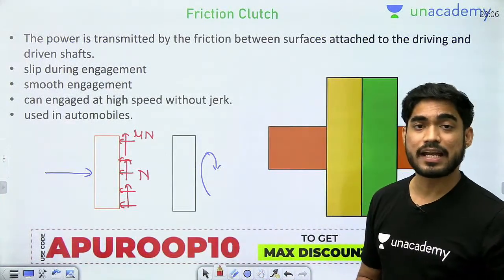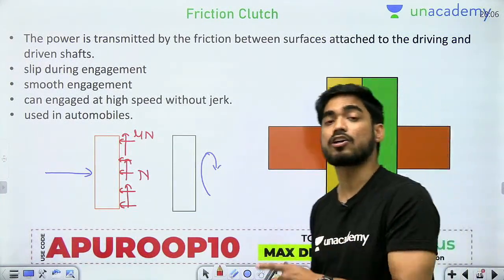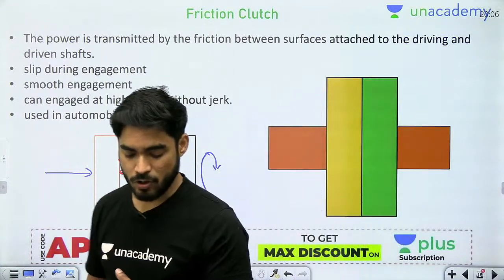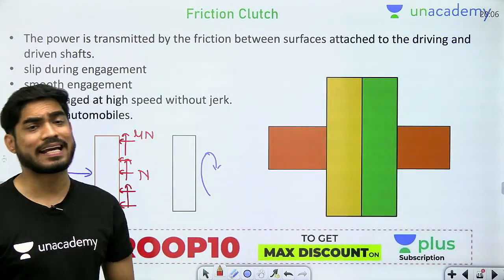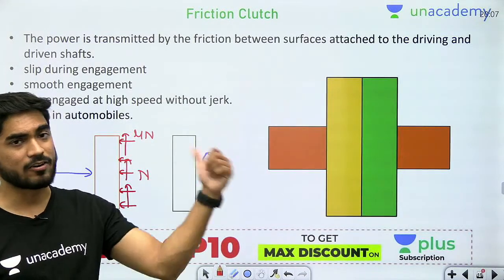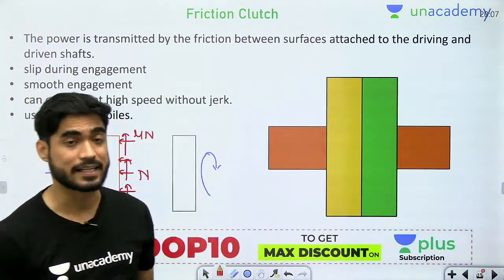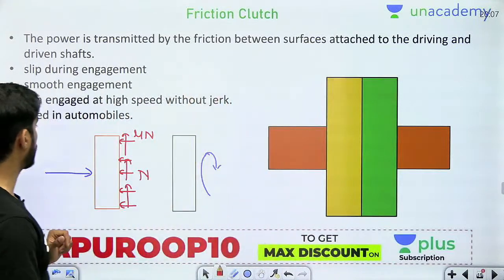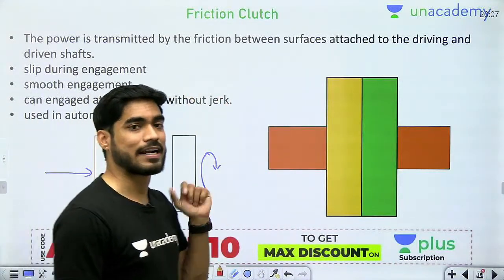That's why they are used in high speed applications like automobile. In automobile we have to engage and disengage these clutches at high speed, so there we cannot use positive clutch. The speed is very high. So that's why we use friction clutch, okay? So beta, this is the advantage of friction clutch.